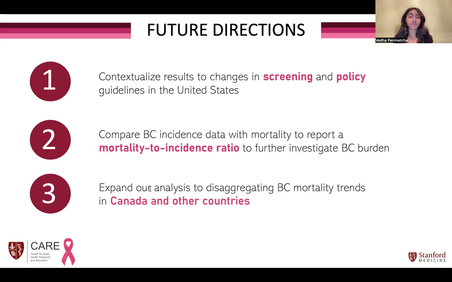Therefore, there is a need for geographically focused policy or interventions and a deeper look at specific communities to provide more detail on how to reduce breast cancer mortality for these racial and ethnic groups. In the future, we plan on studying mortality data in relation to incidence rates in order to contextualize our results, and also looking at screening and policy interventions as well.